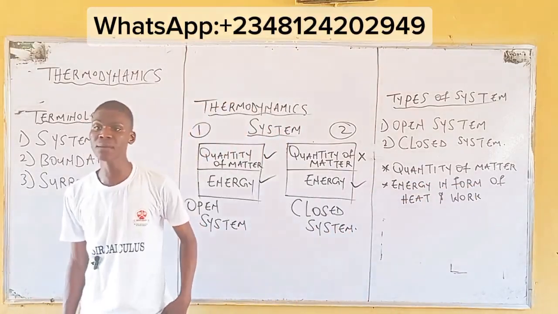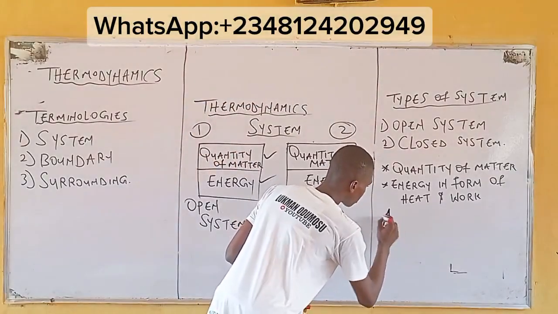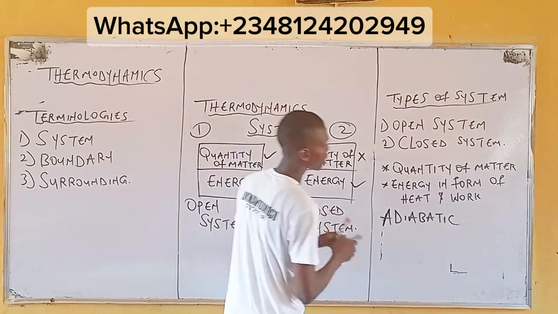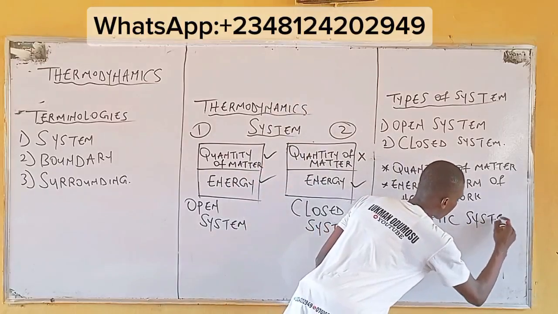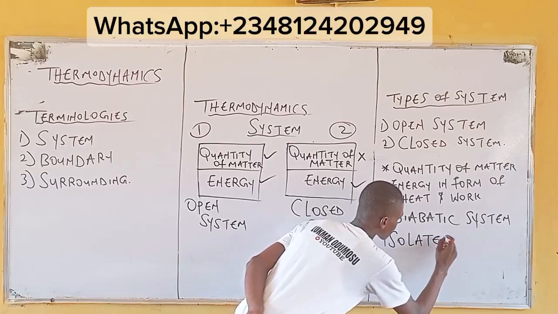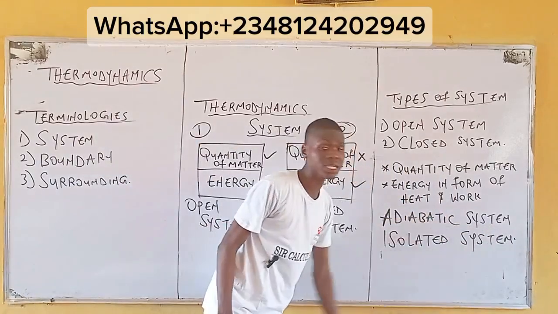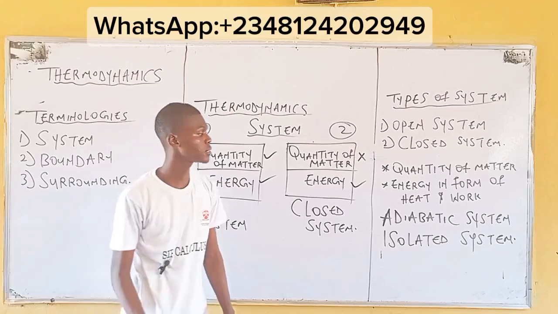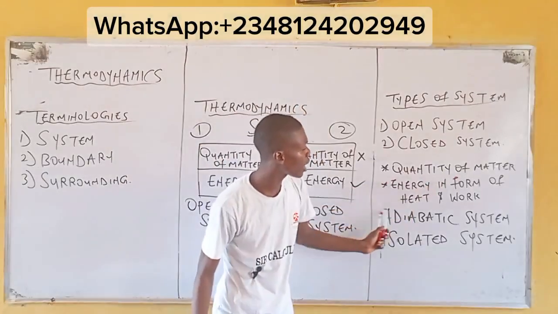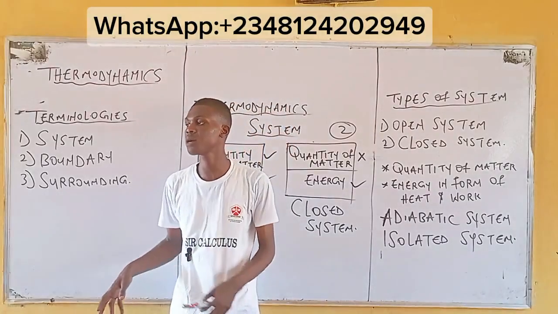Adiabatic, thermally insulated. The system is thermally insulated. Adiabatic system and what? Isolated system. For adiabatic means that the system is thermally insulated. For isolated system, meaning neither the quantity of matter nor energy in form of heat and work can cross through the boundary of the system to the surrounding.